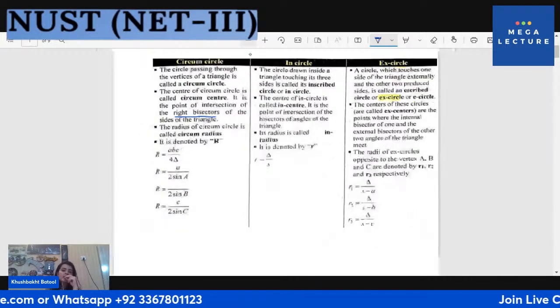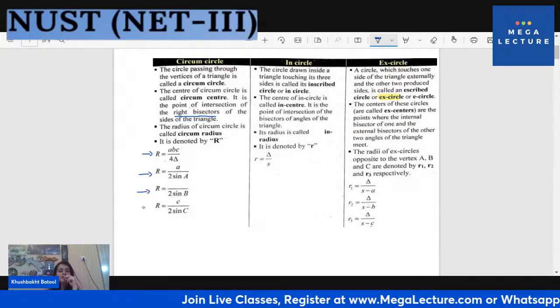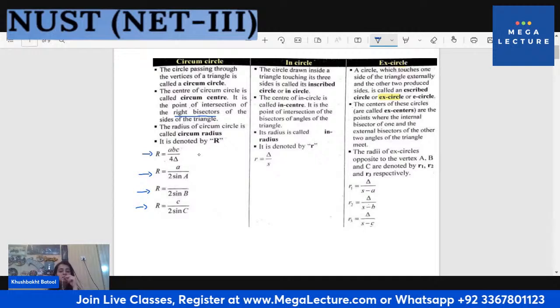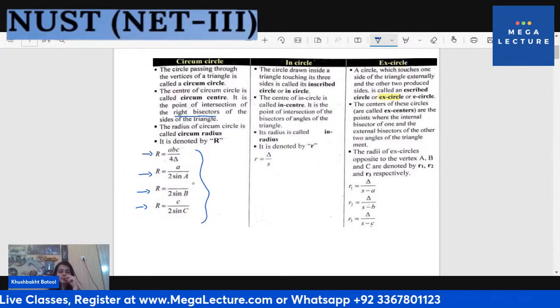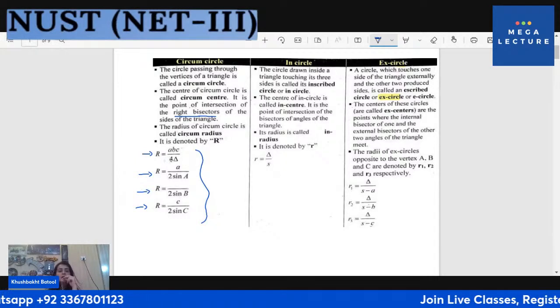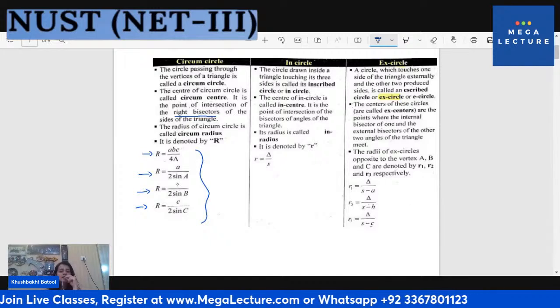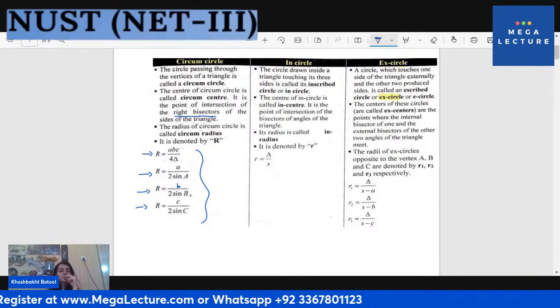Simple, okay? And circumradius is basically the radius of that circle, and we have all these formulas in order to find the circumradius. This is the most important thing which you need to memorize. It is abc, the lengths of the three sides of the triangle, divided by 4 multiplied by the area of the triangle. Another formula could be a divided by 2 sin A. Then b divided by 2 sin B, and then c divided by 2 sin C.